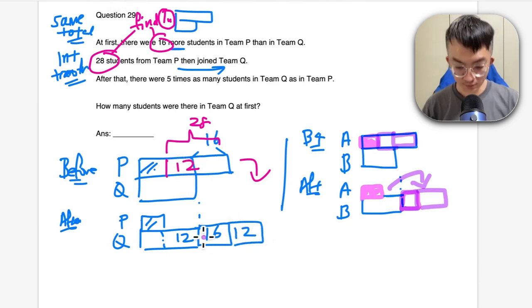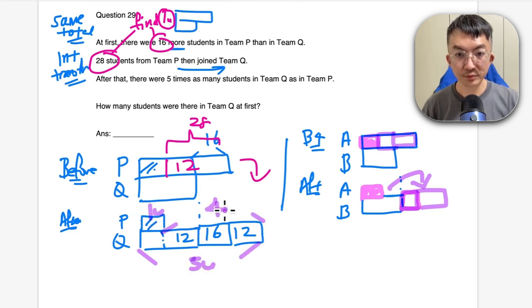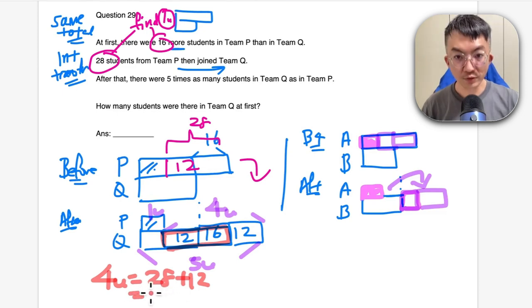Now they say that this is 5 units. This is 1U. That means this is 4U. Once again, remember I mentioned that these numbers are there to find 1U. This one is actually 28. So 4U is 28 plus 12, which equals 40. And once again, the purpose of this number is to find 1U.